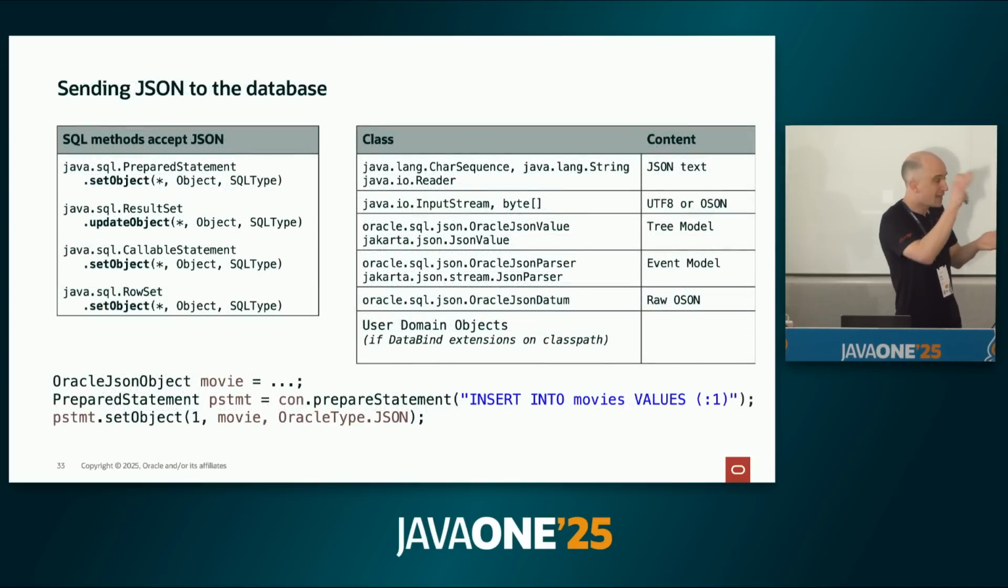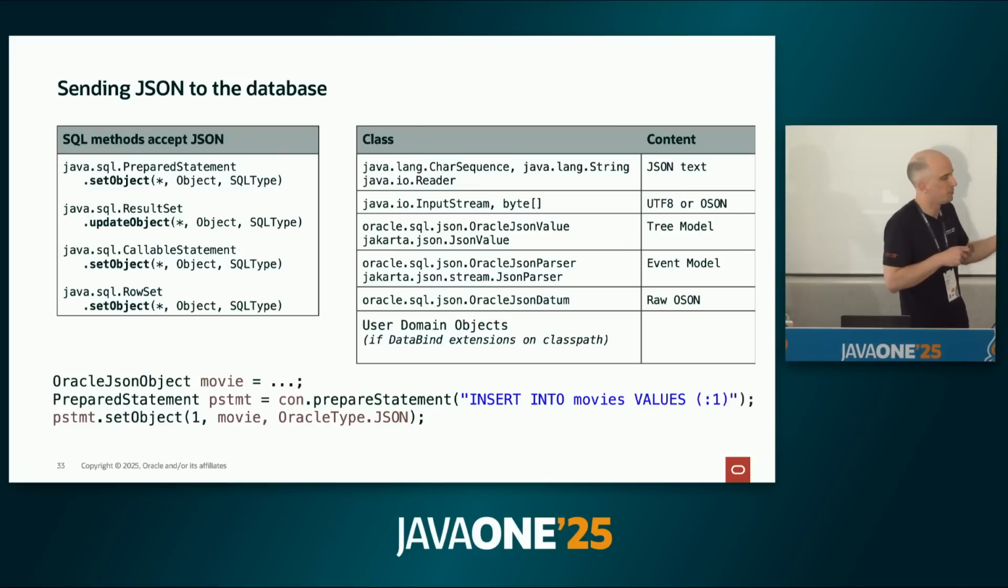If you want to send this data to the database, it's a similar story. So let's start at the bottom of the slide. Here it's preparing a statement, insert into this table and some value. But now we're calling set object. The first argument of set object is the bind variable that you want to set the data to. In this case, it's the :1. And then the second argument is the value that you want to set.